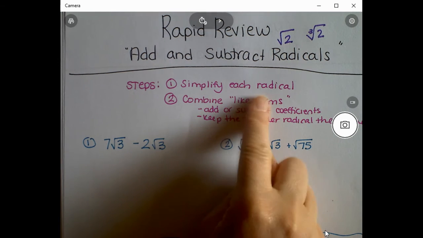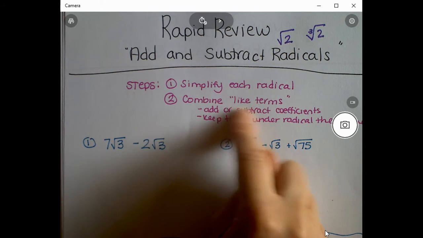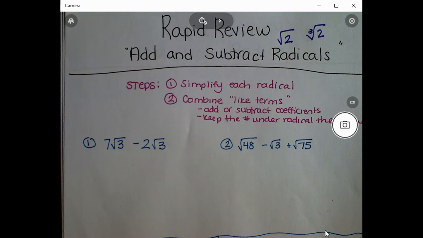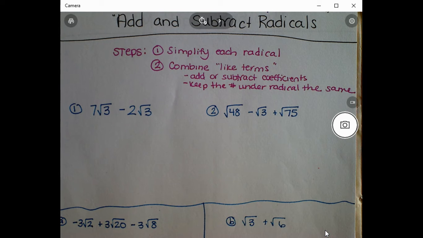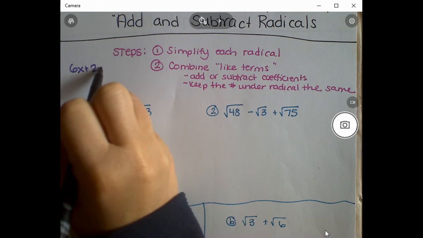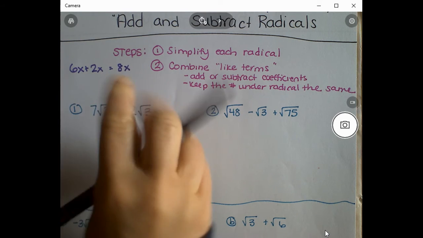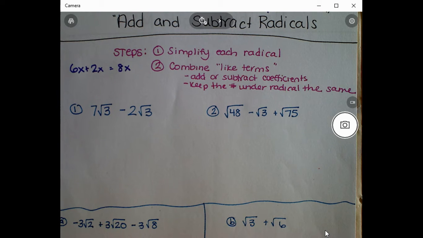Okay, so step 1, you're going to simplify each radical. There's another video on simplifying radicals if you need to go back and review. And then you're going to combine like terms, adding or subtracting the number in front of the radical. You're not going to change the number under a radical. Just like if we did 6x plus 2x, we all know that would equal 8x. The x doesn't change. So that's going to be the same for this.